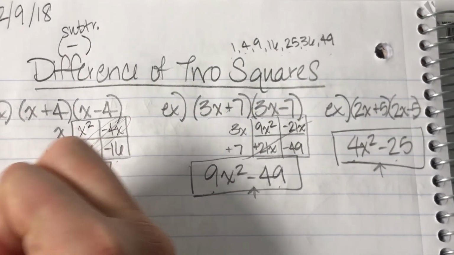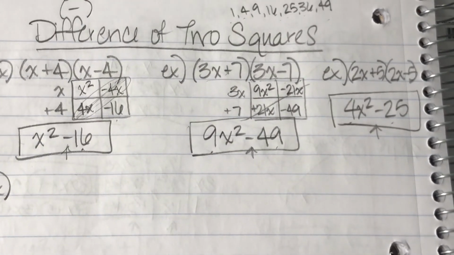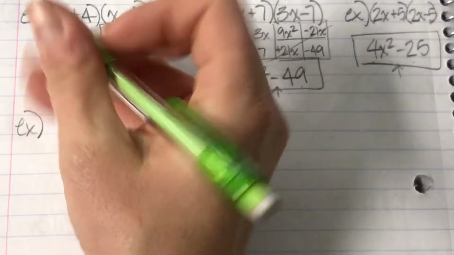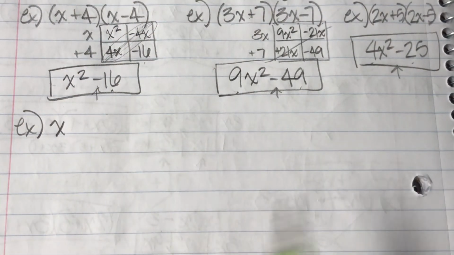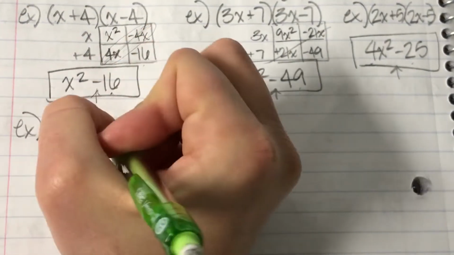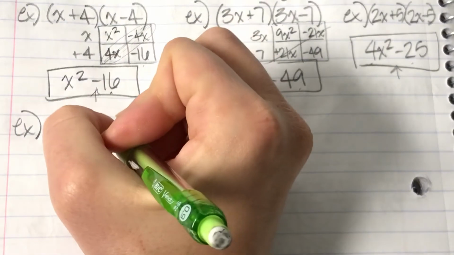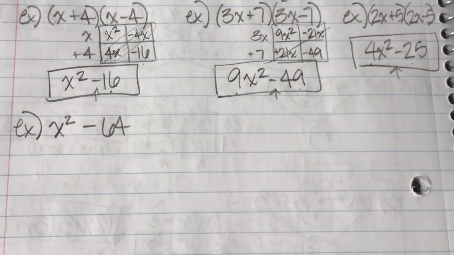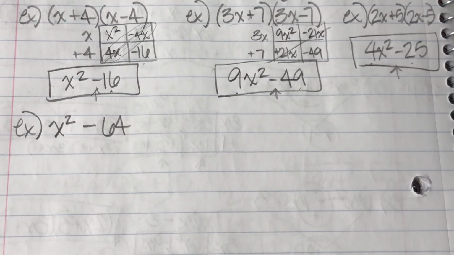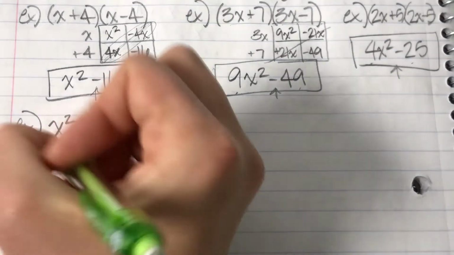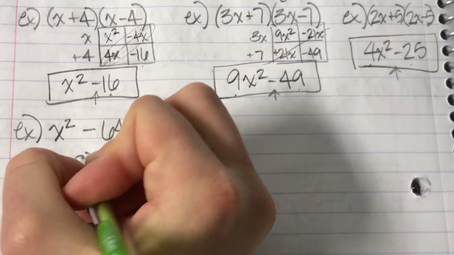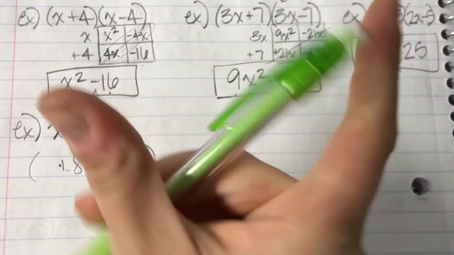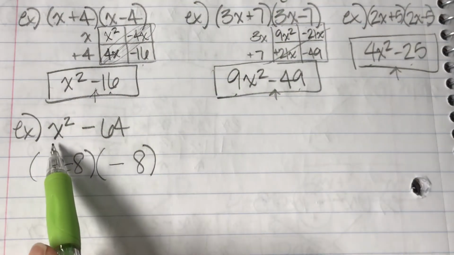Here's where this is useful, if we reverse it. Remember, we're factoring right now, we're not trying to multiply. I did some multiplication to show you this pattern. But if I give you an answer like x squared minus 64, I want to know what factors would create that. How do I get the 64? 8 times 8. And I'm going to need a positive 8 and a negative 8.